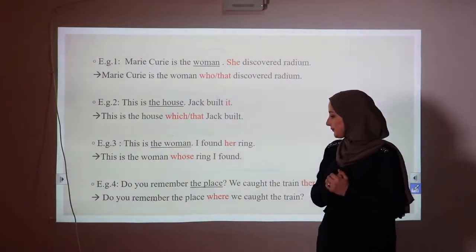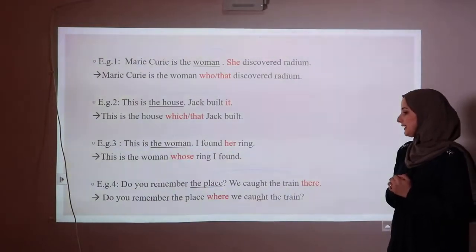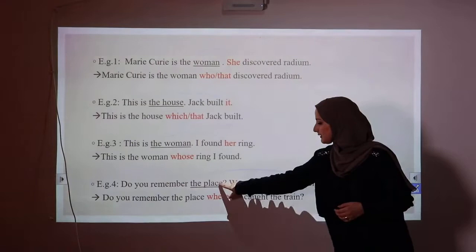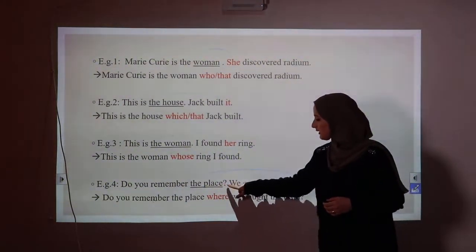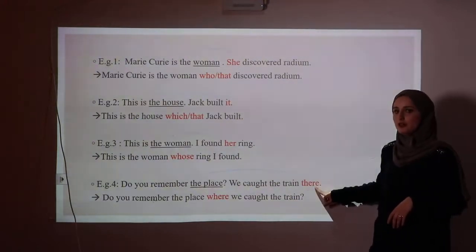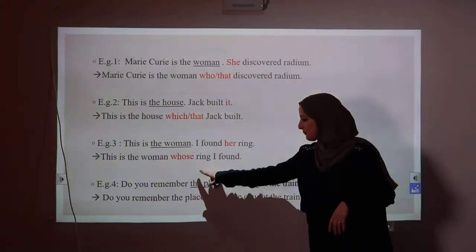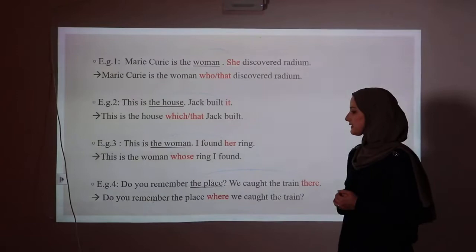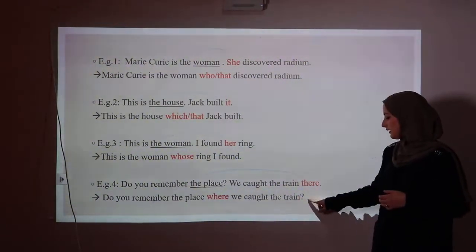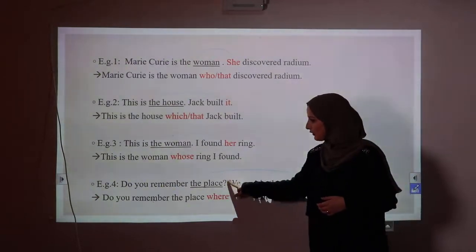Number 4, do you remember the place? We caught the train there. We have 2 separate sentences and you have to join them using what? Where? Because we have the pronoun there, and there refers to the place. So it becomes like this. Do you remember the place where we caught the train? Question mark, because we have a question here.